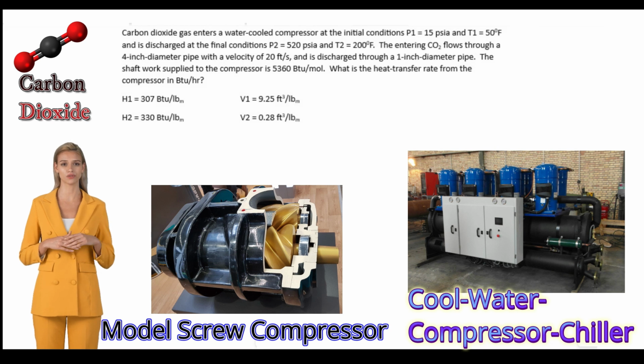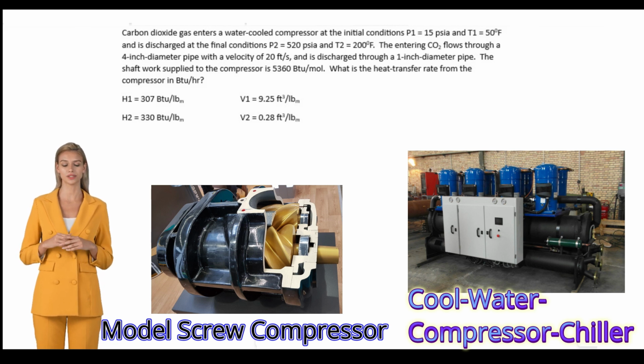What is the heat transfer rate from the compressor in British thermal units per hour, given that enthalpy at state 1 is 307 British thermal units per pound mass, given that specific volume at state 1 is 9.25 cubic feet per pound mass, given that enthalpy at state 2 is 330 British thermal units per pound mass, and given that specific volume at state 2 is 0.28 cubic feet per pound mass.